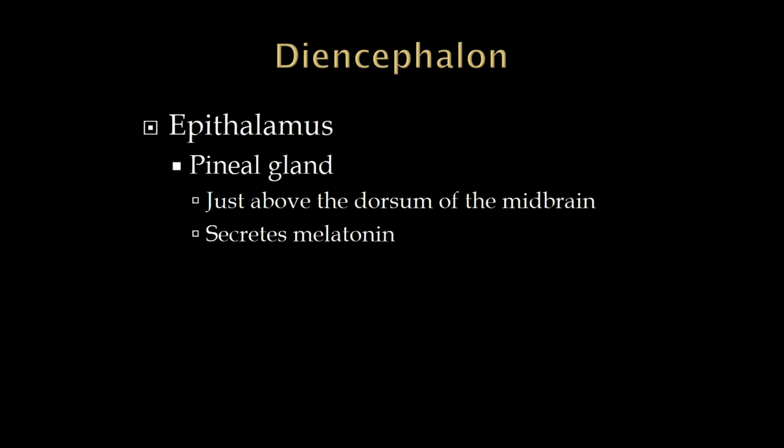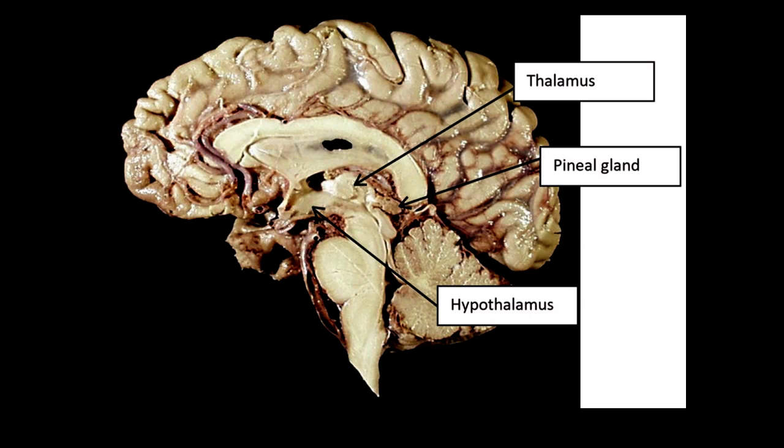Okay, the smallest part of the diencephalon is what's called the epithalamus, which consists of the pineal gland, which I'll show you in just a minute. It's just above the dorsum of the midbrain. It secretes melatonin, and when we talk about sleep later, we'll explain how release of melatonin or not releasing melatonin is important for sleep-wake cycles. All right, so I said it's just above the dorsum of the midbrain. So here's the midbrain, so this would be the dorsum of the midbrain, and right above that is the pineal gland. Okay, so it sits right there.